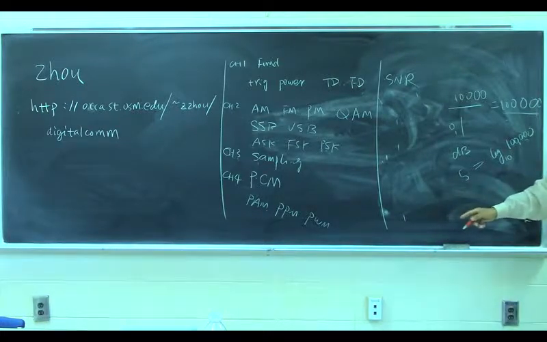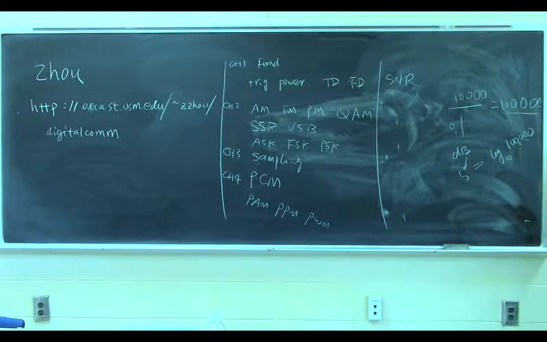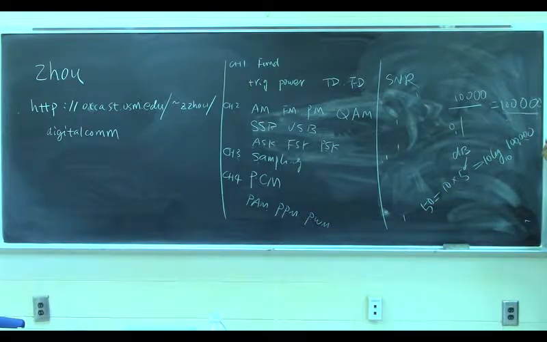The D means deci, and deci means 10 times smaller in unit. So we have 10 before this. So 10 times 5 equals 50. So this signal to noise ratio will be equal to 50 dB.